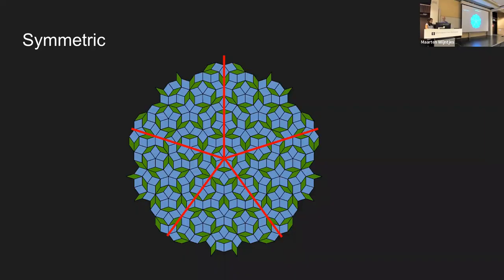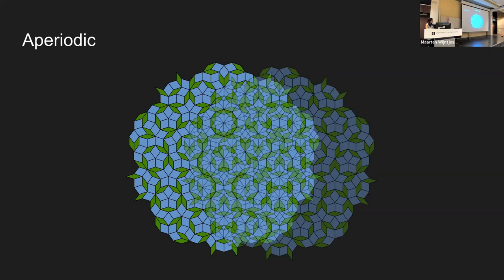So a Penrose tiling has five-fold symmetry, but only at one point, only right in the middle. The interesting quality of these tilings is that they never repeat. That is, they're aperiodic, to use a fancy word. And that means if you take the tiling and shift it, you'll never find a place where it lines up perfectly again.